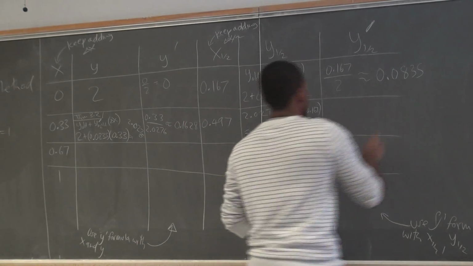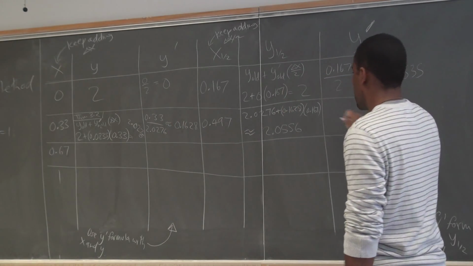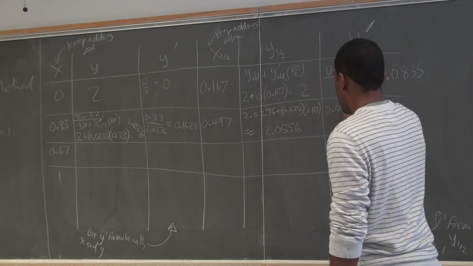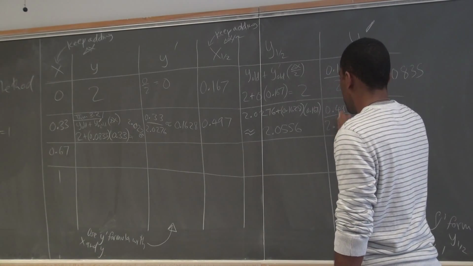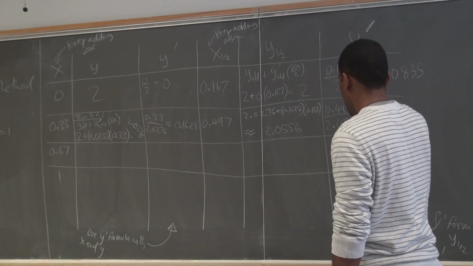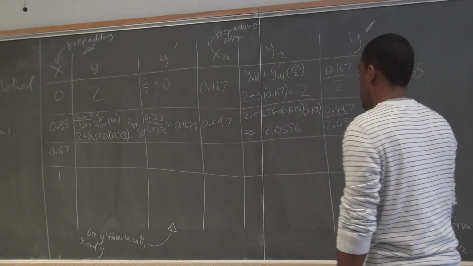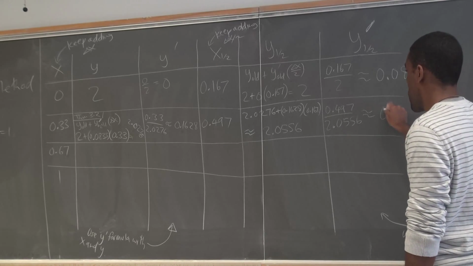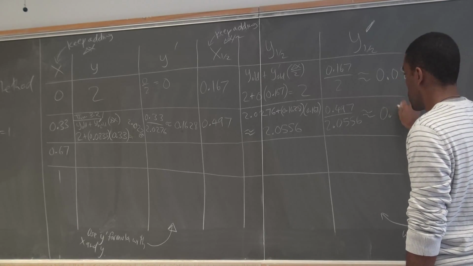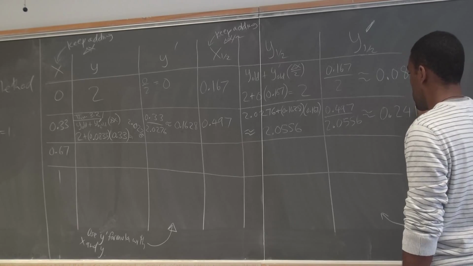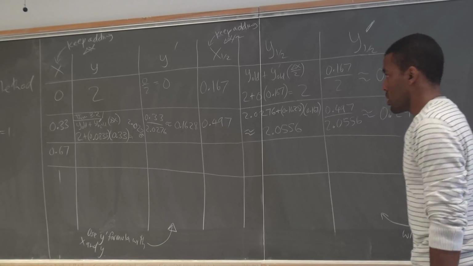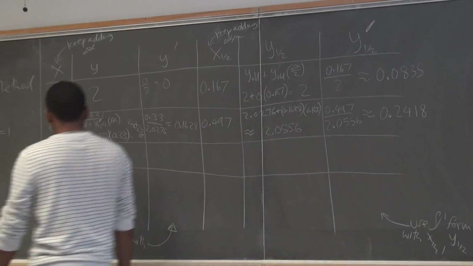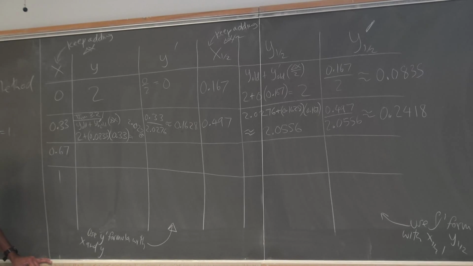2.0556, which means here I get 0.497 divided by 2.0556, which is going to be what? 0.24177. How do I get this one?